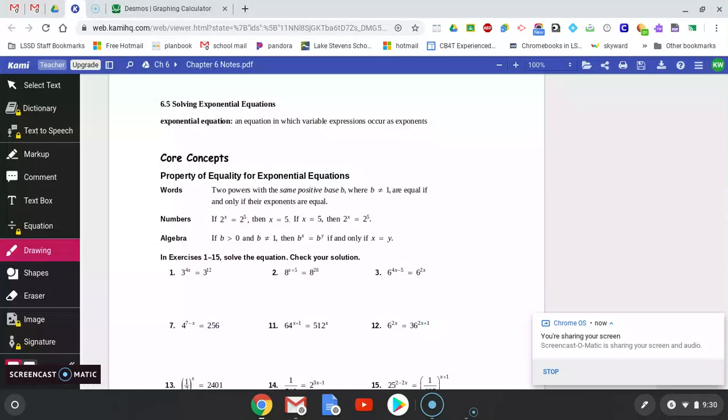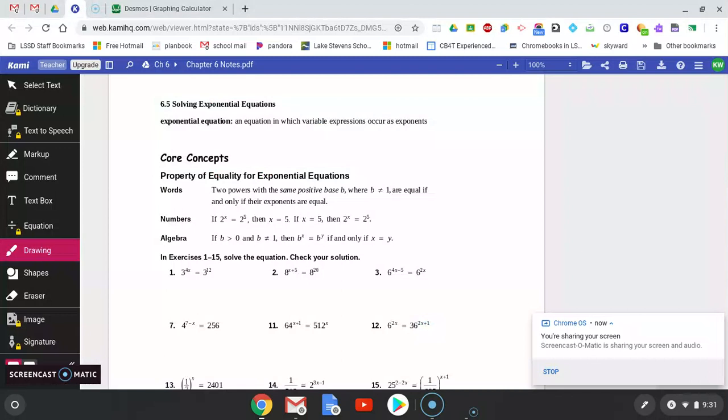All right, we are on 6.5, solving exponential equations. So we've looked at how to solve lots of different types of equations. We've looked at how to solve linear equations, absolute value equations. Today we're looking at how to solve exponential equations.